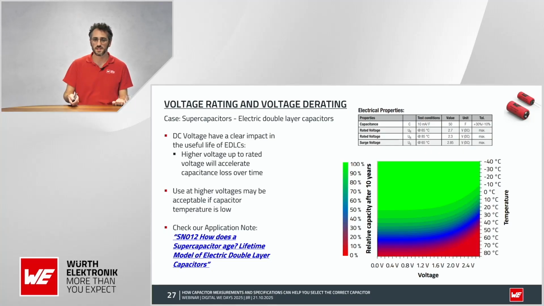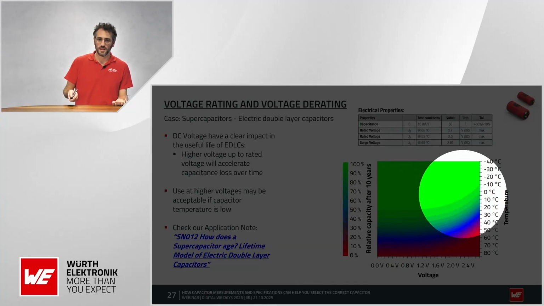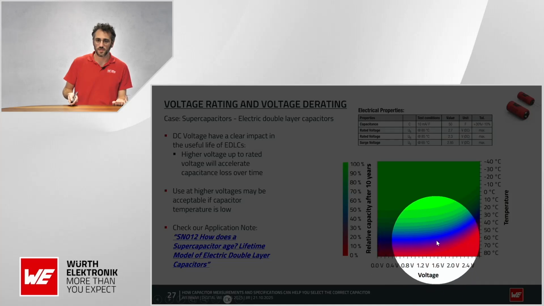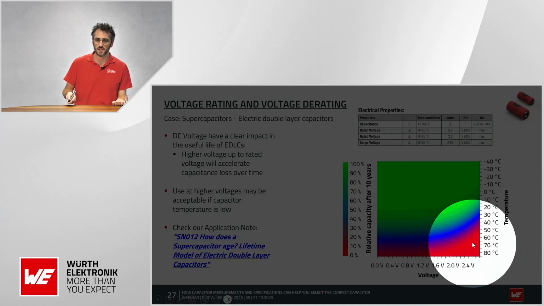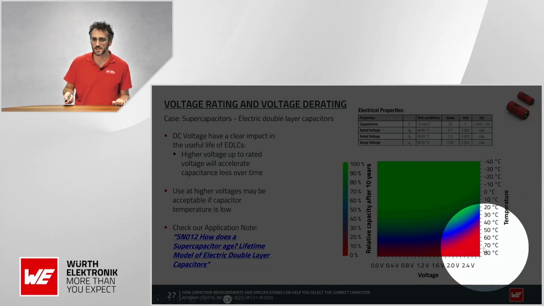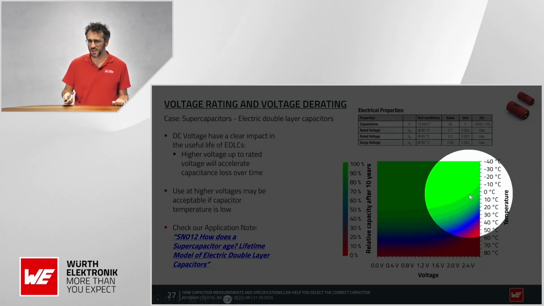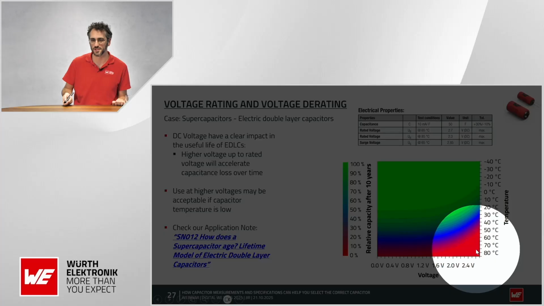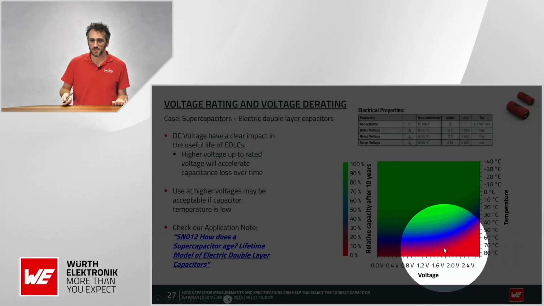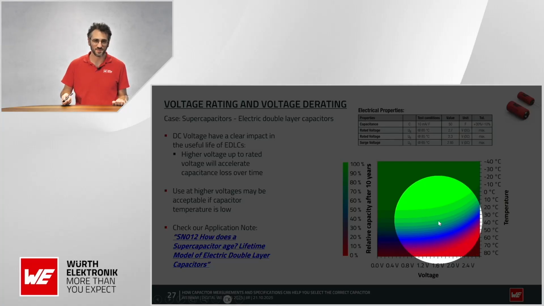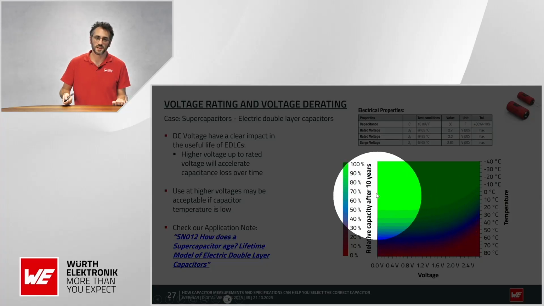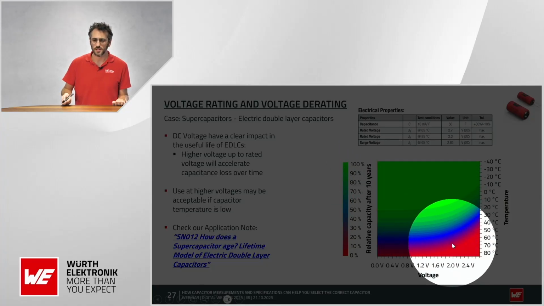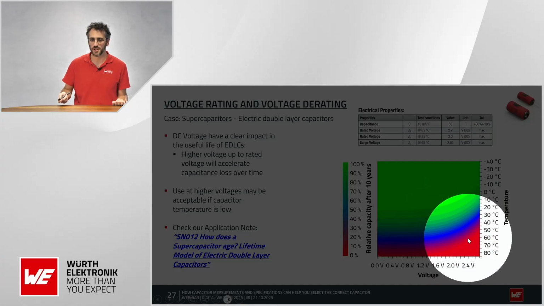So in this graph that we have here, the y-axis is the temperature, inverted, so high temperature is at the bottom. And what you can see here is that by reducing the voltage, you will get a better lifetime. The lifetime is the color, or the capacitance after 10 years, calculated. So you will have a better lifetime at lower voltage for the same temperature.